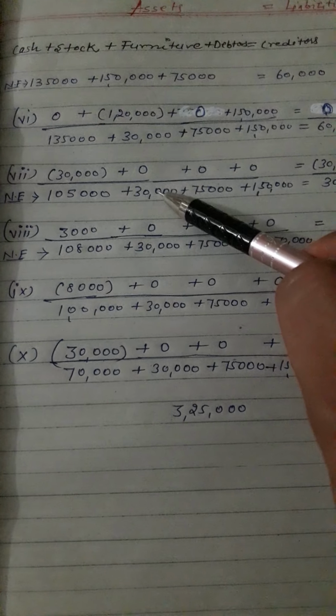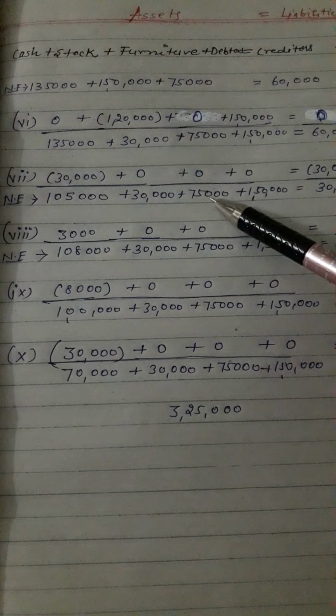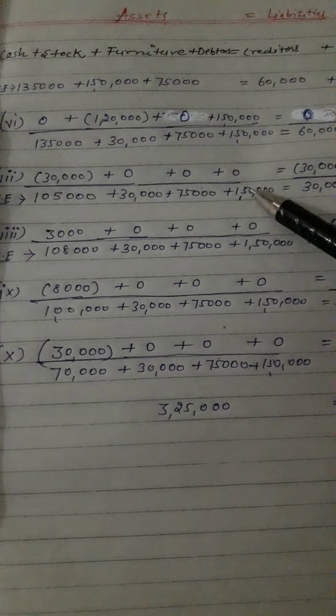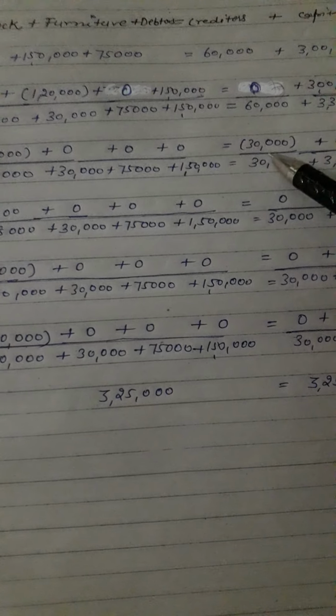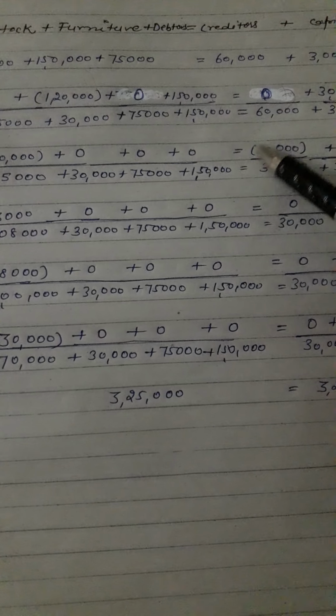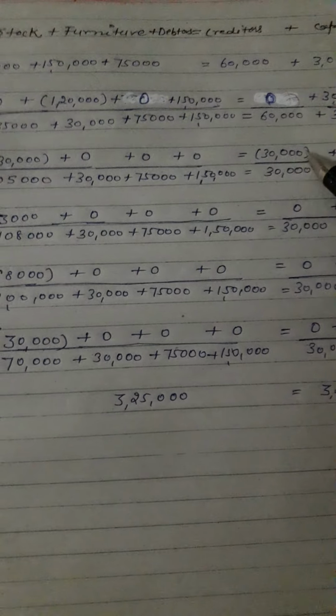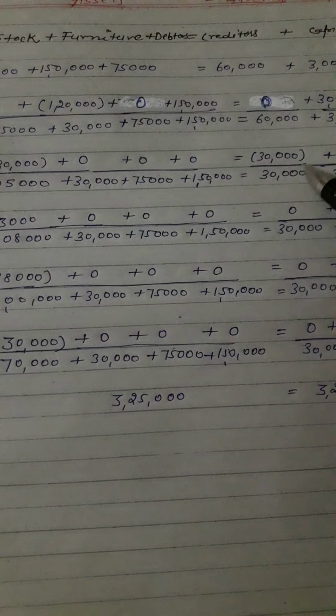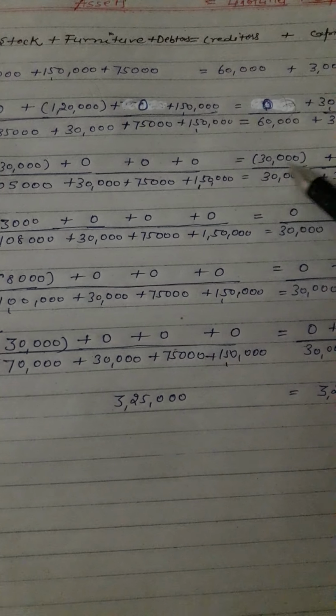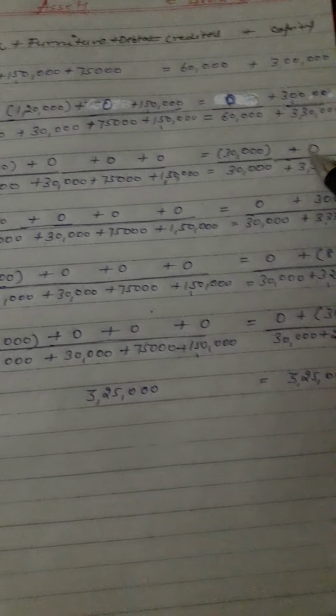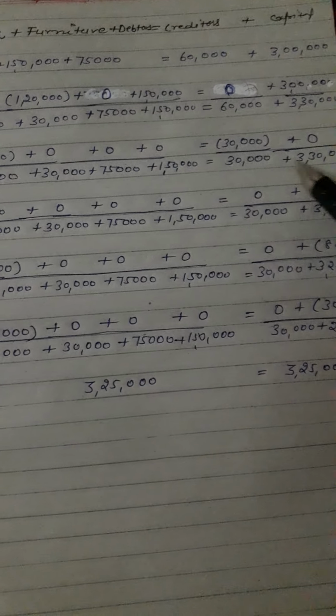Stock same as above, furniture same as above, debtors same as above, and creditors will reduce with the amount of 30,000 because we made a payment to creditors. So in the new equation, the amount of creditors will now be 30,000 and the capital amount is 3,30,000. Okay, now the next one.